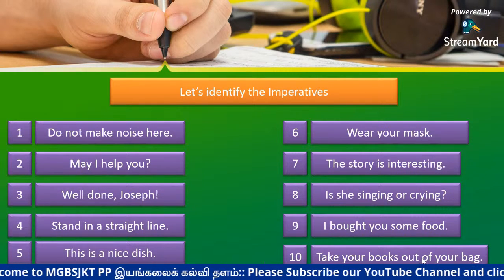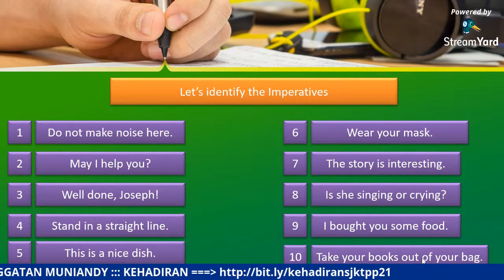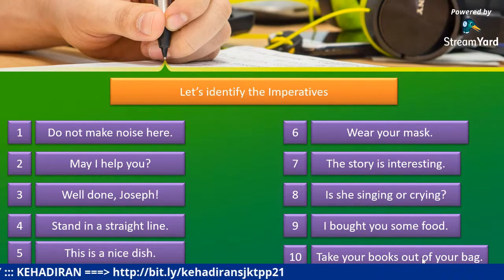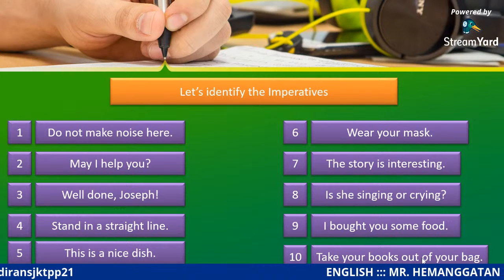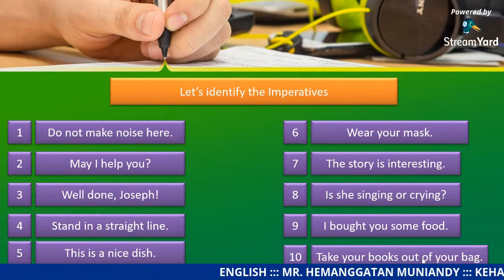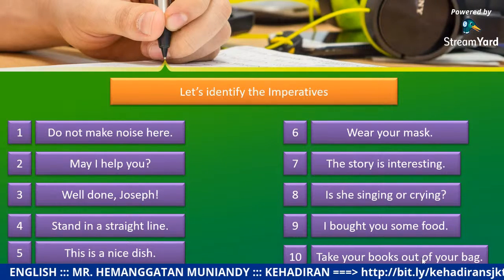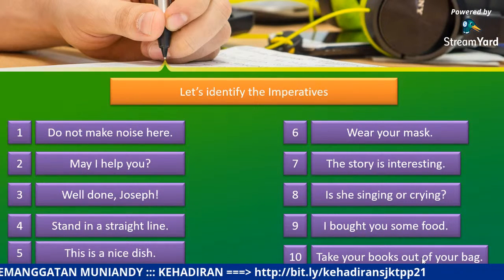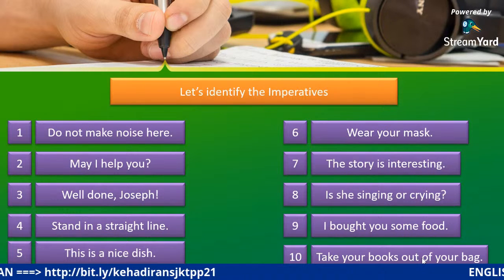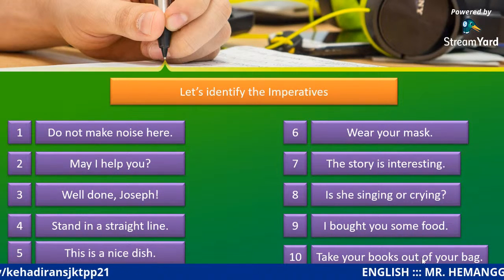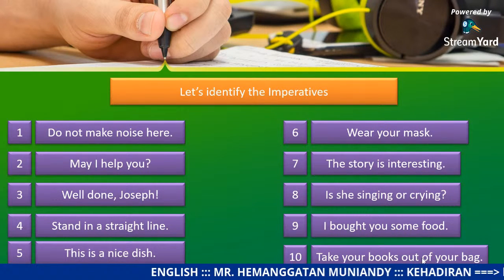All right, okay, the first one, do not make noise here. Okay, I won't. Number 2, may I help you? It sounds more like a question to me. Number 3, well done, Joseph. Number 4, stand in a straight line. Yeah, sounds like a prefect telling the other students what to do. Number 5, this is a nice dish. Thank you for the information.